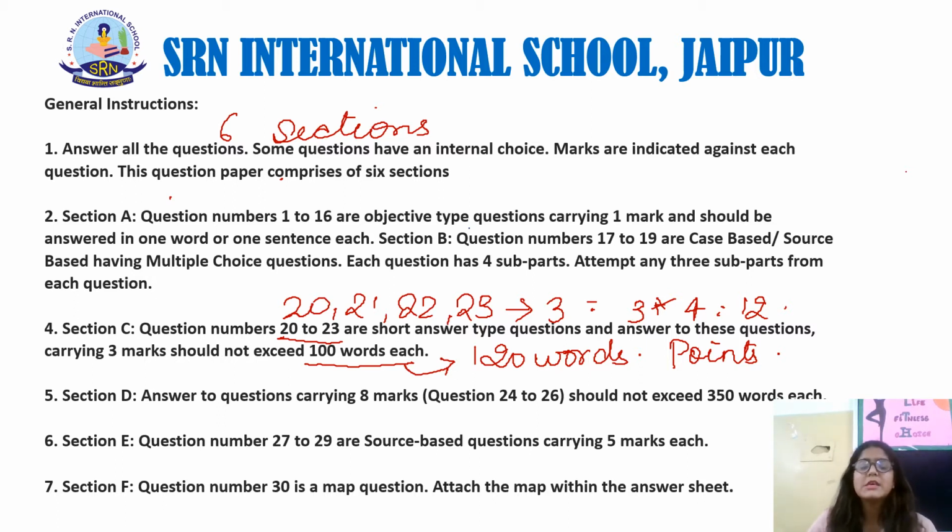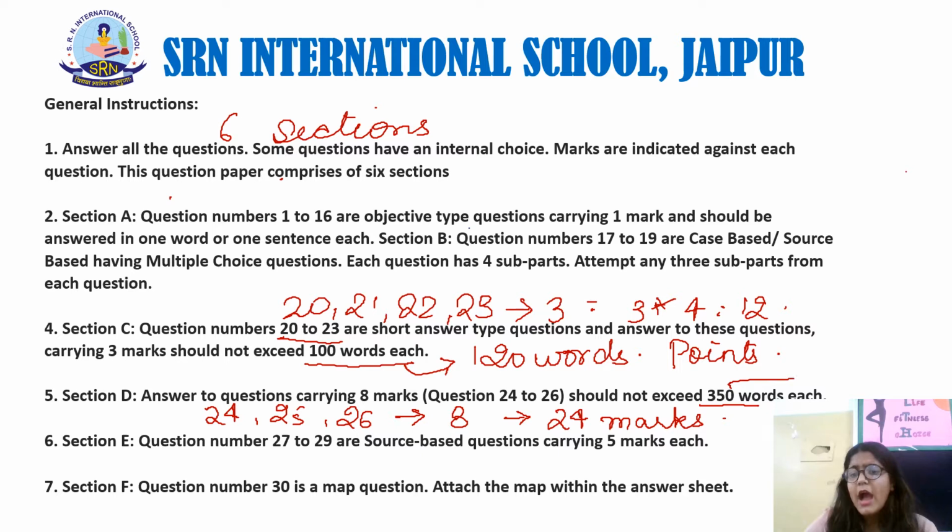Now we'll move towards Section D. In Section D there would be 3 questions, 24, 25 and 26. Each question would be of 8 marks, which makes this section 24 marks. These 8 mark questions are the long answer type and should not exceed 350 words. If you exceed the limit, it cannot exceed 400 words. This is the last limit.